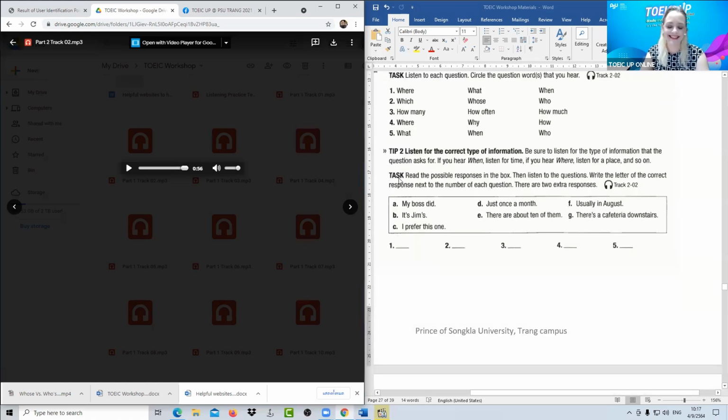So the next task, read the possible responses in the box. Then listen to the questions and write the letter of the correct response next to each number. So we have A, my boss did.